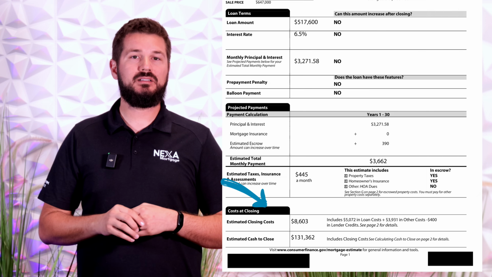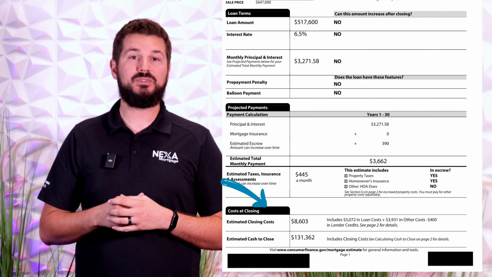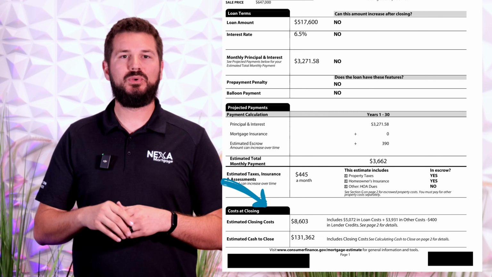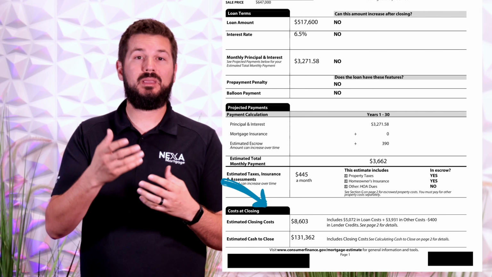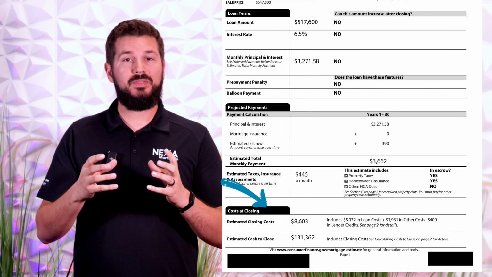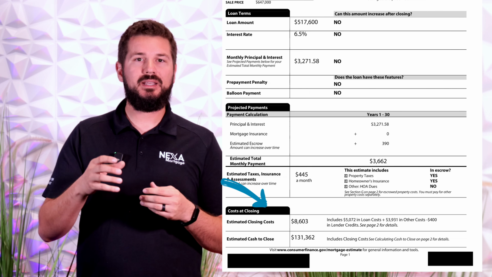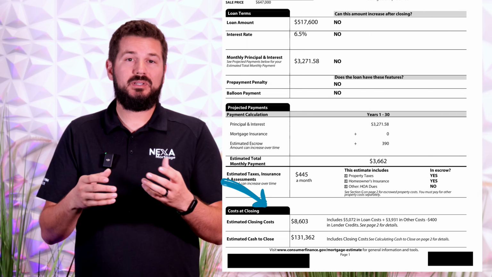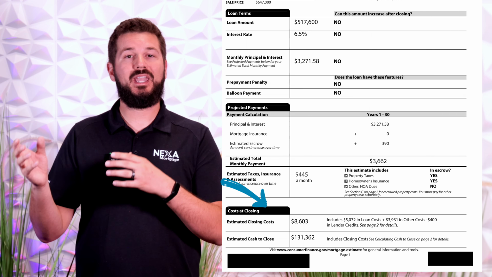And then we have costs at closing. This shows the total estimated closing costs and the estimated cash to close, which is a combination of your down payment and any remaining closing costs you might have. Remember, all these figures on this document are estimates, so they might adjust as you move closer to closing. Typically, we hope that these numbers will decrease though, not increase.